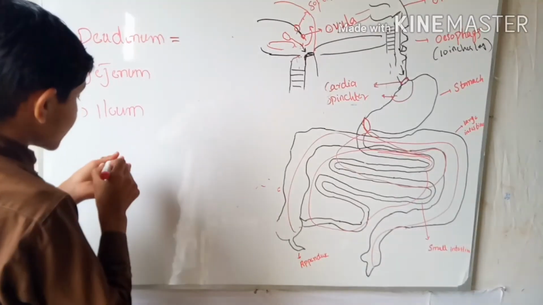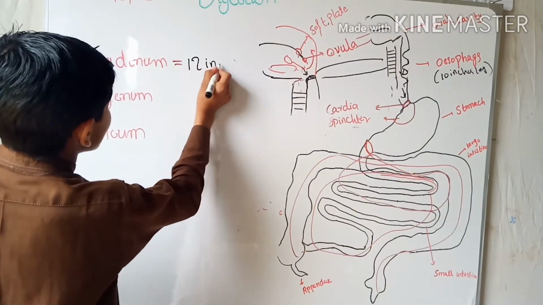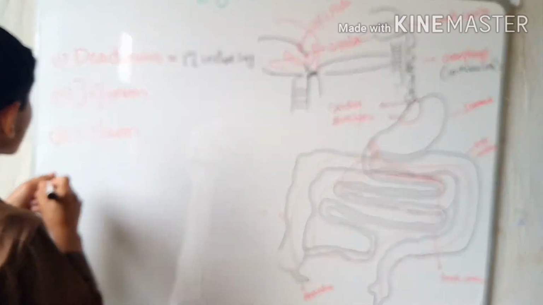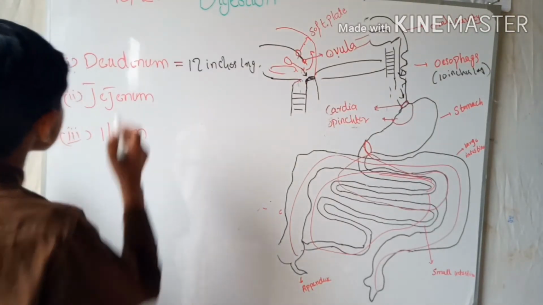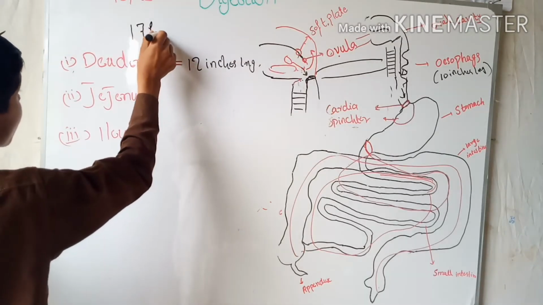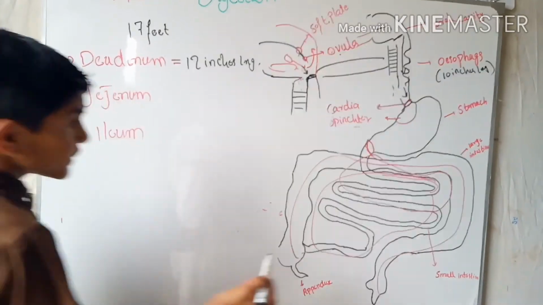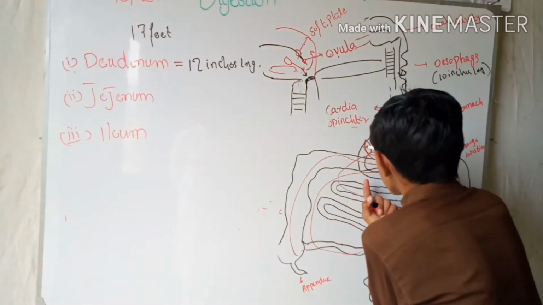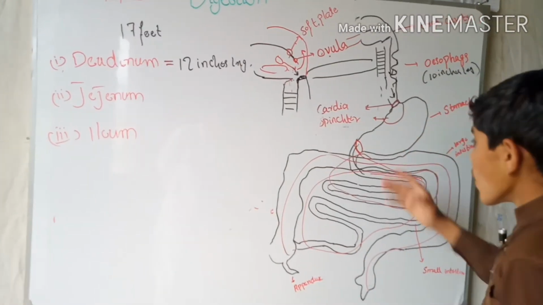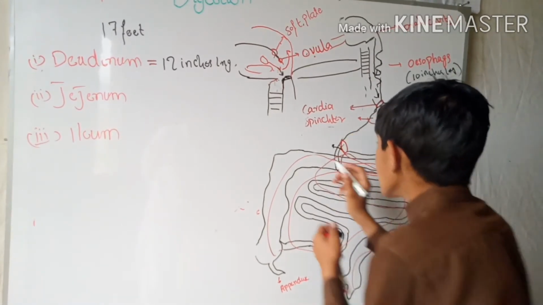So it is 12 inches long. Okay, the whole small intestine is as long as 17 feet, while the duodenum is 12 inches long. The first part has a C-like shape. It is also divided into 4 parts. One is the superior part. So this part is called the superior part.